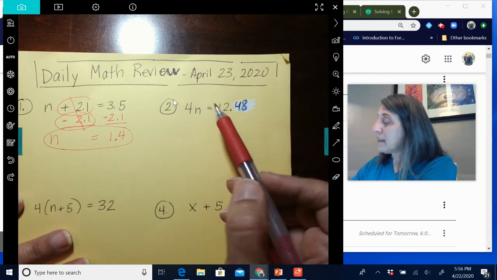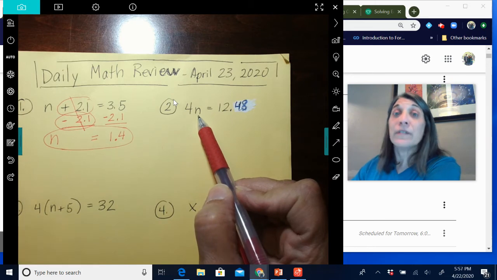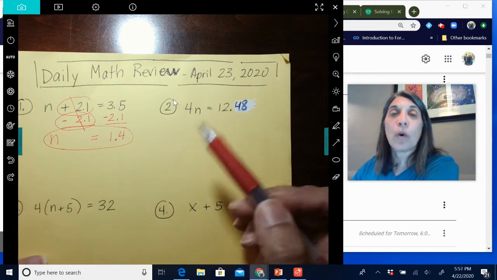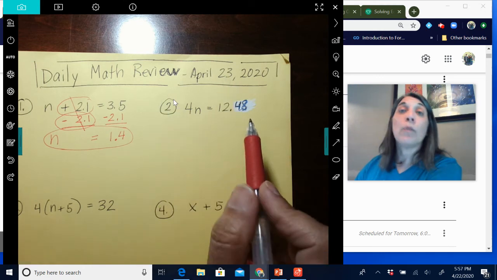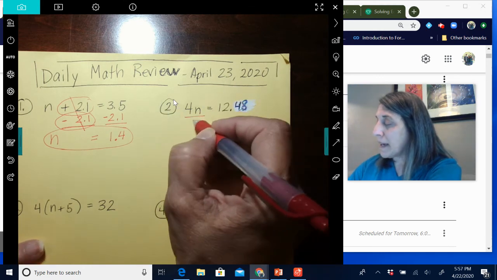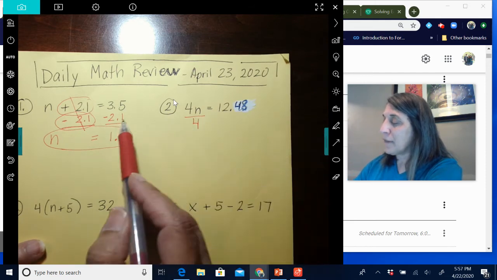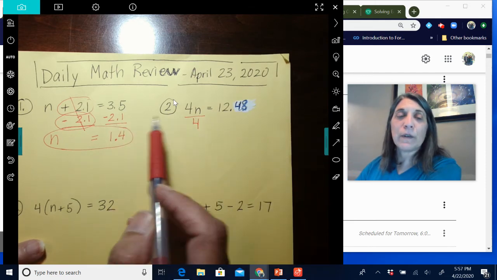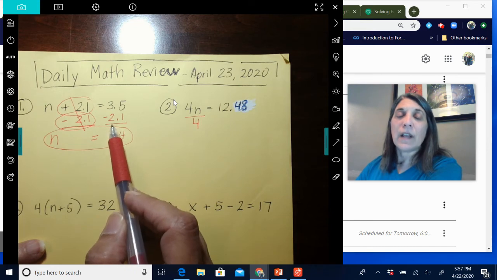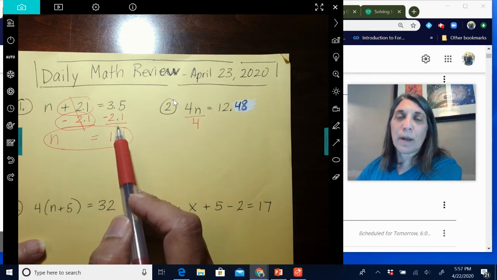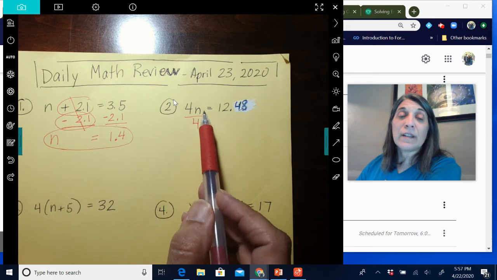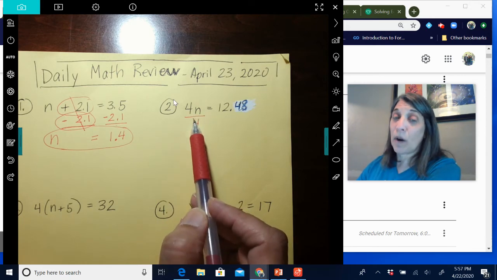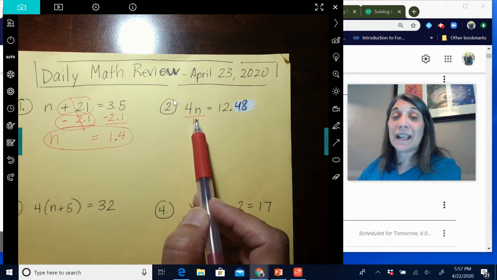Okay, so this one, I see 4n, and I have to think, what does 4n tell me? 4n tells me it's 4 times n. If it's 4 times n, to undo multiplication, I need to use division. So when I put this line here, this is different than this line. You guys are getting these lines confused. This line is just the line you use at the bottom of an addition or subtraction problem, or multiplication and division, I guess, for that matter, when you're younger. But in algebra, when I use this line directly underneath a number, it's a division bar. I'm saying 4n divided by 4.